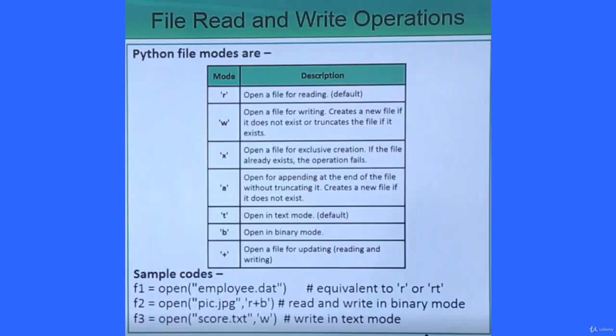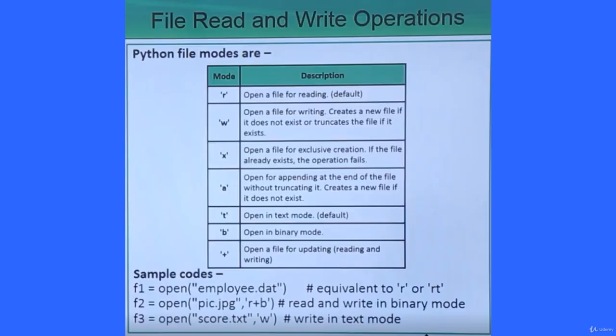So these are the Python file modes. The first one is r, open a file for reading, which is the default. If you don't mention r, it will be opened in r mode, that is read mode. w, open a file for writing; it creates a new file if it does not exist, or truncates the file if it exists. Next one is x, open a file for exclusive creation. If the file already exists, the operation fails. So that is the x mode.